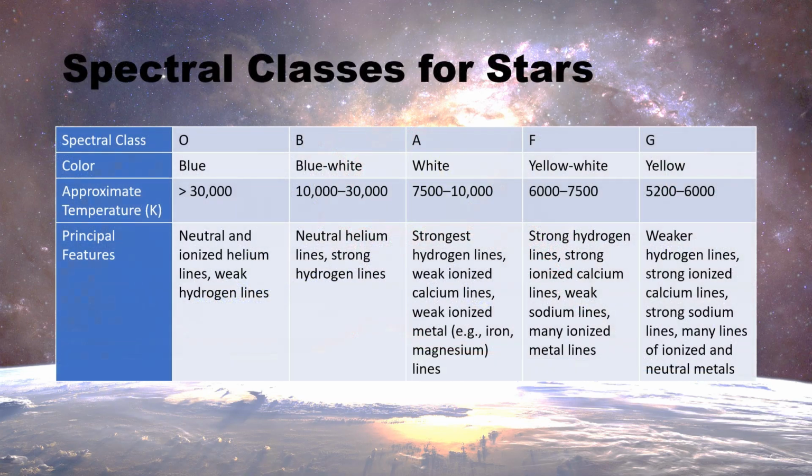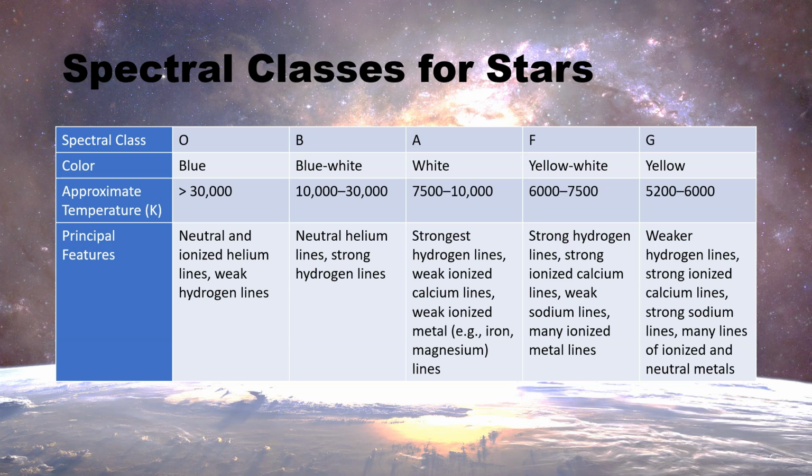So we look at the spectral classes for stars. Let's go ahead and start with O, B, A, F, G. And if we look at here, we can see some cool information. So for example, we start off with blue as the top of the spectral classes for color. And then we move to a blue-white, a yellow-white, and finally a yellow. And our approximate temperatures here, you notice for a blue star, are greater than 30,000 Kelvin, which is extremely warm for the surface of that star.